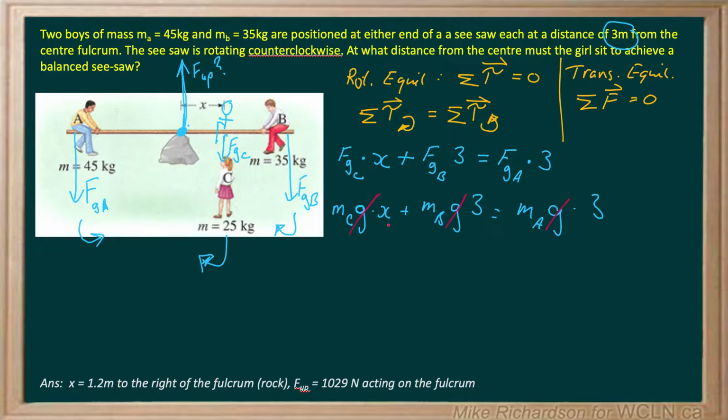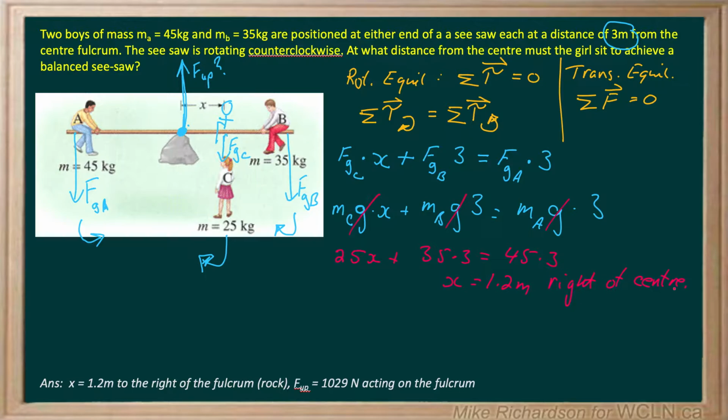So now we go ahead and solve it for x, and basically we get an equation that looks like this. Mass C, 25 times x, plus mass B, 35 times 3 equals mass A, 45 times 3. Isolate x, and you get x is 1.2 meters from the center. Remember, the distance is always from our chosen pivot point, so we chose the center as our pivot point.